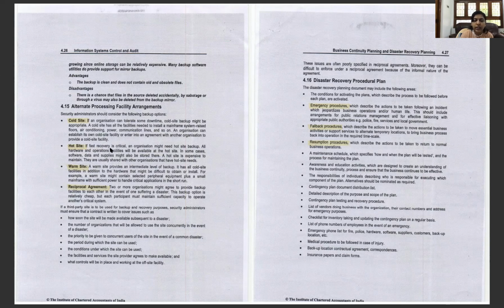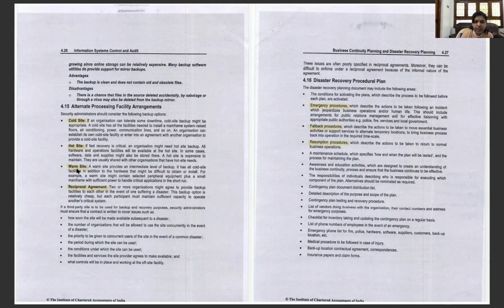Here we have only the things which are very critical, that is, the hardware and the operational facilities. For the hot site, we have the hardware and the operational facilities. For the cold site, we have infrastructure, air conditioning, power, communication lines, and so on. A home away from home. The hot site is expensive and it can also be shared with other organizations.